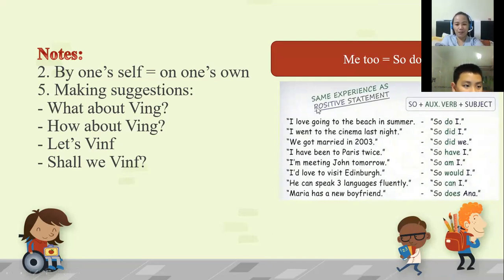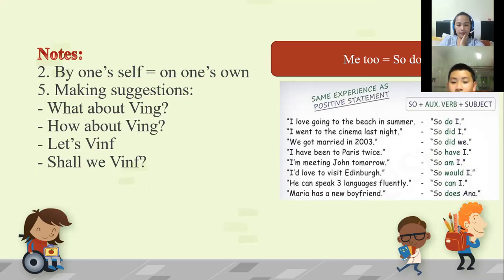Okay, let's try to read the example. I love going to the beach. I love going to the beach in summer. So do I. So it is the same as me too. Same here. Me too. But when you say so do I, it becomes more complicated. Okay, can you continue reading? I went to the cinema last night. So did I. We got married in 2003. I have been to Paris twice. So have I. I'm meeting John tomorrow. So am I.